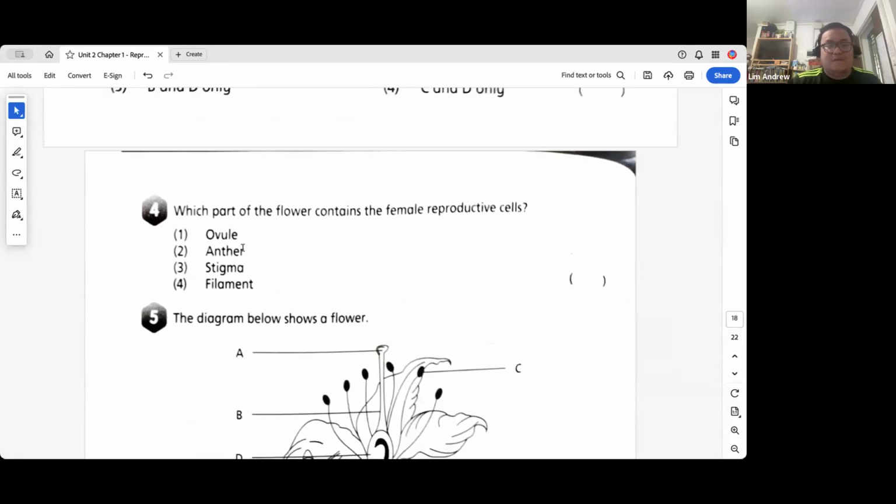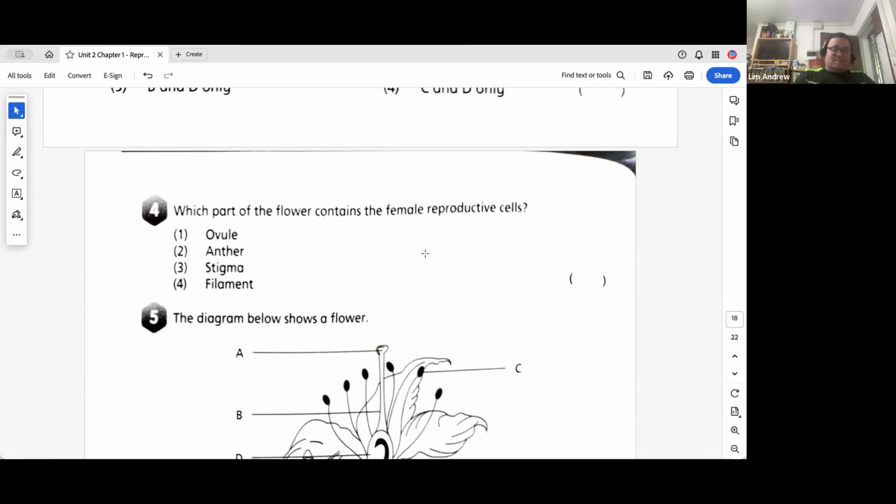Which part of the flower contains the female reproductive cells? Can I have a volunteer, please? Yes, good morning, lady. The reproductive cells, female cells, yes. Which part of the flower contains the cells? Is it 1, 2, 3, ovary, 4? Oh, 1. Number 1, correct. Thank you very much. Thank you, lady. Yes, you're right.